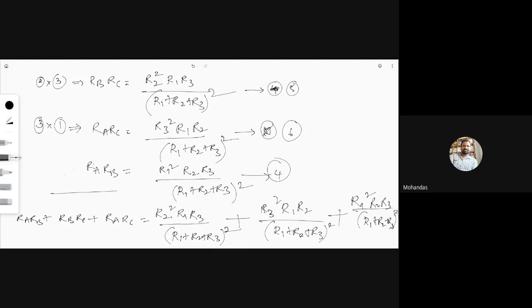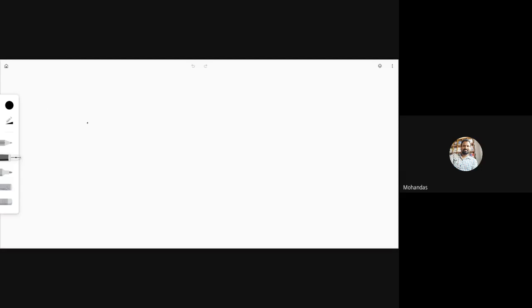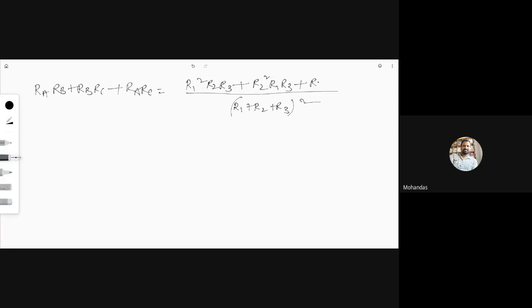Let me continue on the slide here. So finally, if you take RA RB plus RB RC plus RA RC, which is equal to, the LCM will be R1 plus R2 plus R3 whole square. Then in the numerator we have R1 square into R2 R3 plus R2 square into R1 R3 plus R3 square into R1 R2.